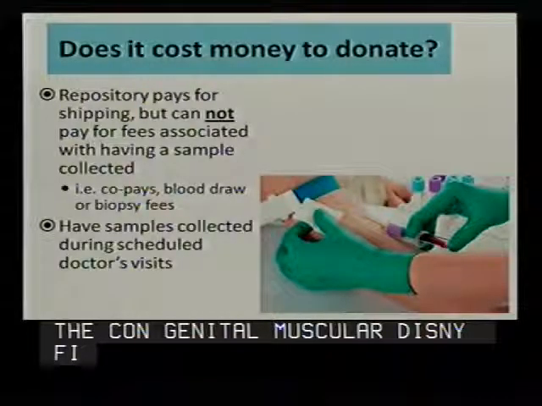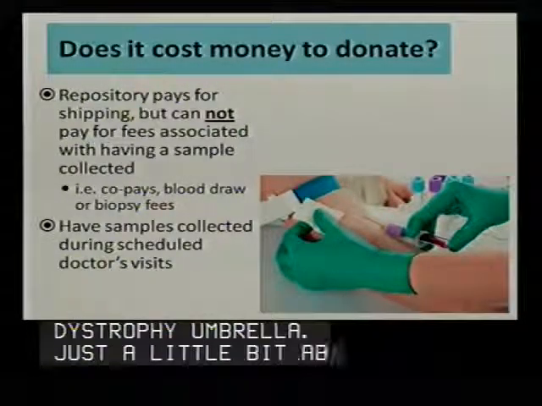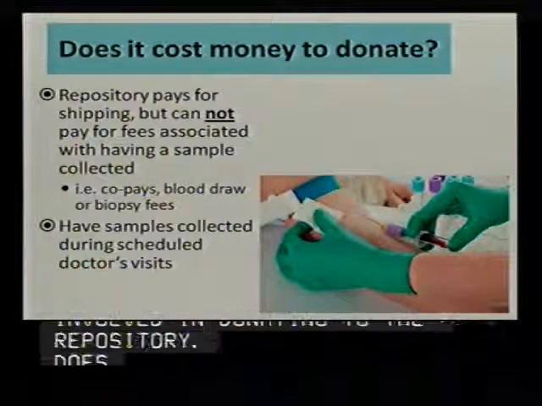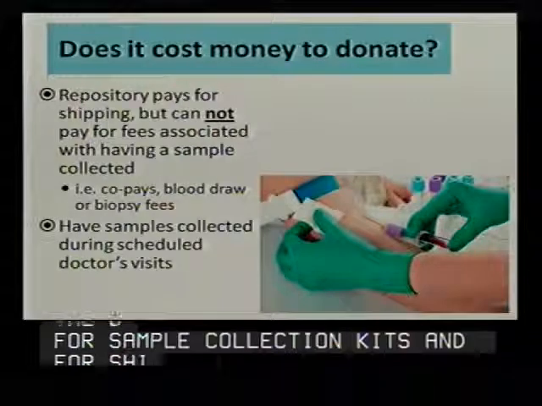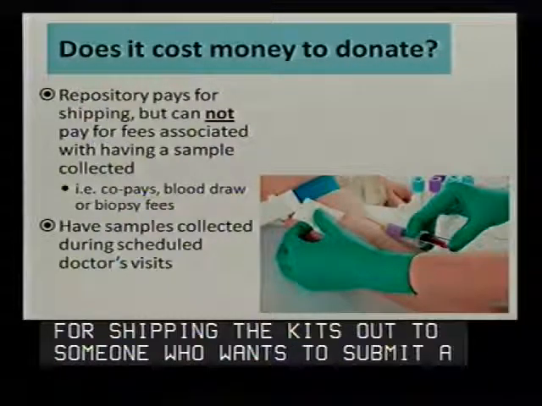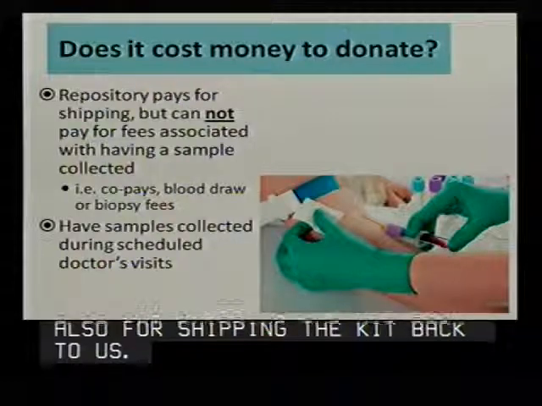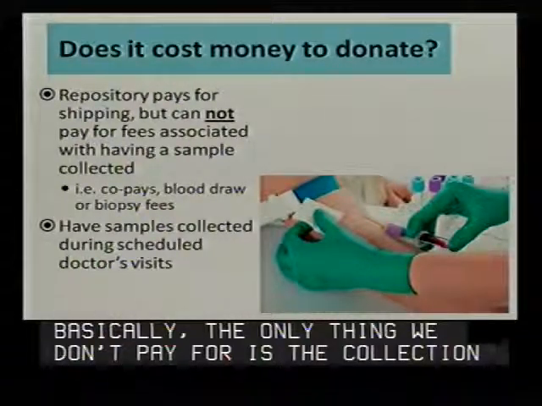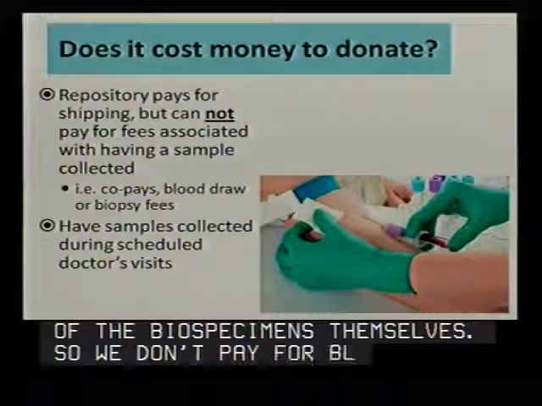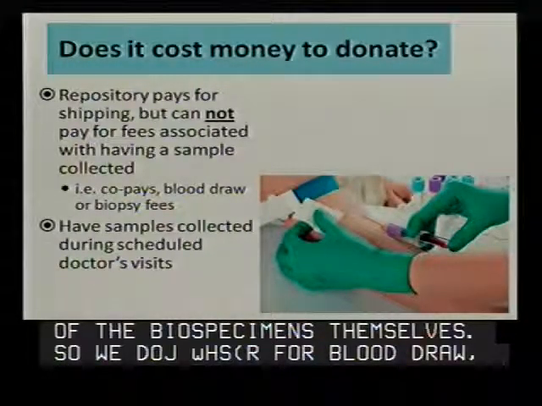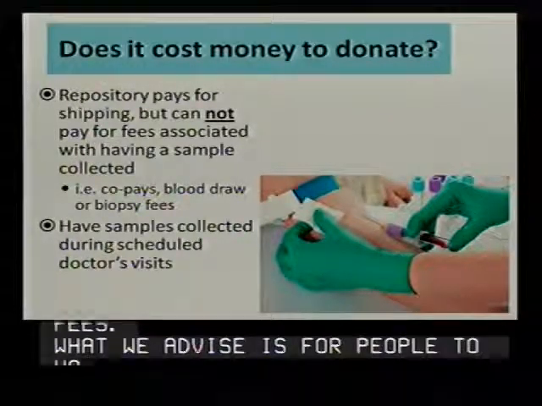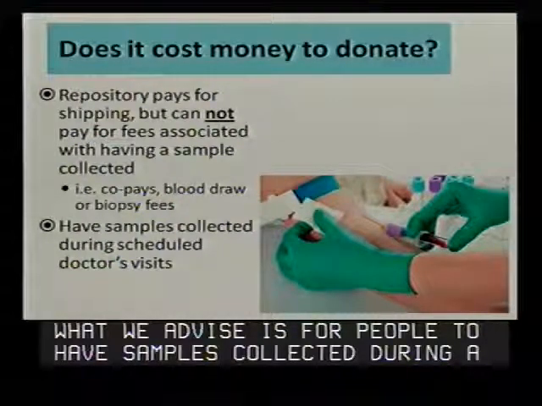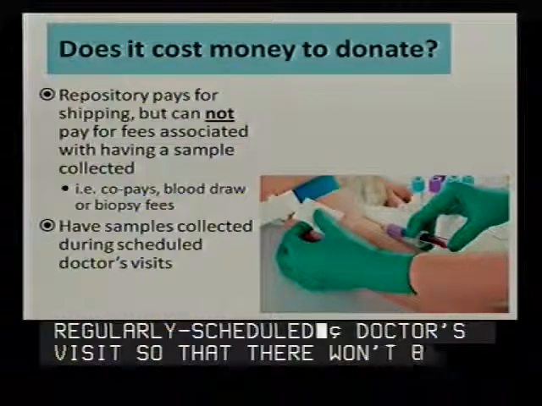Just a little bit about what's involved in donating to the repository. Does it cost money? Not really. The NIGMS repository will pay for sample collection kits and for shipping the kits out to someone who wants to submit a sample, also for shipping the kit back to us. So basically the only thing we don't really pay for is the collection of the biospecimen themselves. So we don't pay for a blood draw, which is about $30, or biopsy fees. So what we advise is for people to have samples collected during a regularly scheduled doctor's visit, so there probably wouldn't be a charge if they just ask to have an extra tube of blood drawn, or if someone's already having a biopsy, just send some to us.